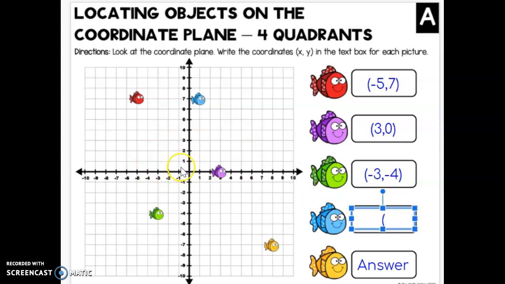If I look at the blue fish, I have to go over first. So he's at +1 and +7. So I'm going to put 1, 7. My last one is my yellow or gold fish. And if I look at that one, it's +8, -7.